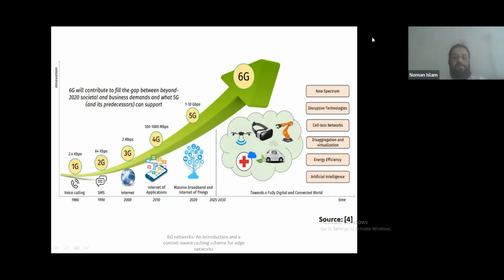Some research papers have also used the concept of cell-less network. There will not be any cellular network. In fact, it will be cell-less network. Then disaggregation and virtualization. Even the lower layers of the protocol stack, such as MAC and the physical layer, all of the layers will be virtualized. We will talk about energy efficiency, artificial intelligence in the sixth generation network.